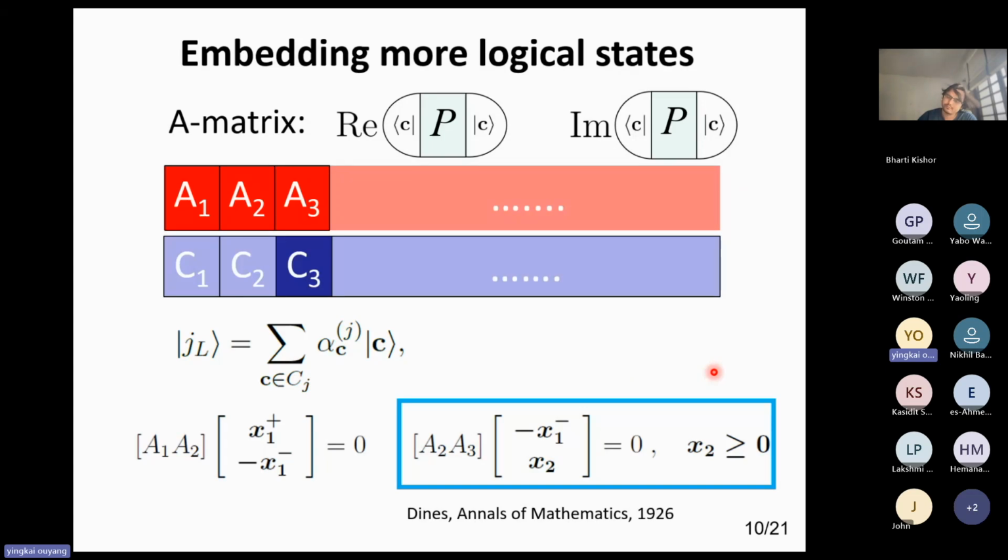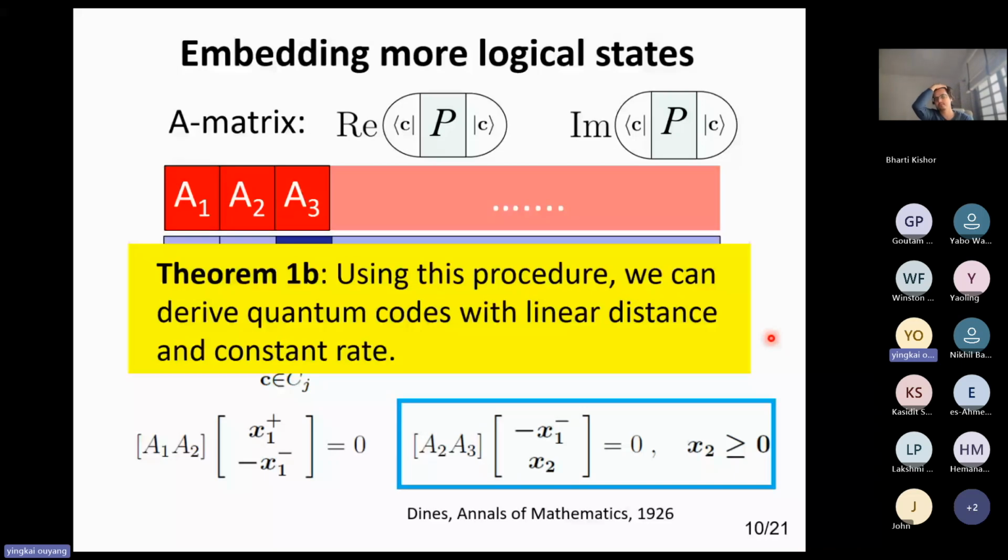But what we prove in our paper is that if the code C is a random code, this procedure will succeed almost surely with high probability. In fact, we are able to recover the quantum Gilbert-Varshamov bound in this case. All right, so our next result is that if we use this procedure to encode more logical qubits, then you can derive random quantum codes with linear distance and constant rate, which is another way of making random codes. There are so many ways of making them.